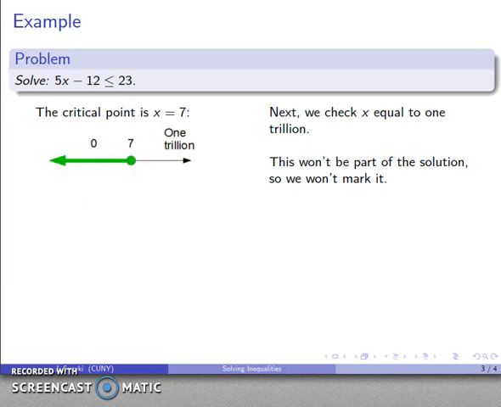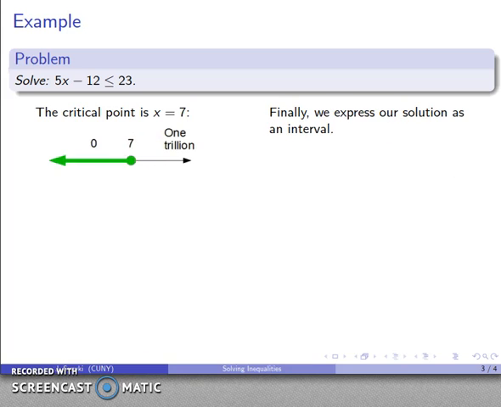Now, we do want to answer questions in the same dialect they were given in. So here our question was asked in terms of an algebraic statement. This is a geometric picture of our solution. So we do want to translate this geometric picture into an algebraic solution. And so notice here we have everything that's less than or possibly equal to 7. So I can write my solution as x less than or equal to 7.